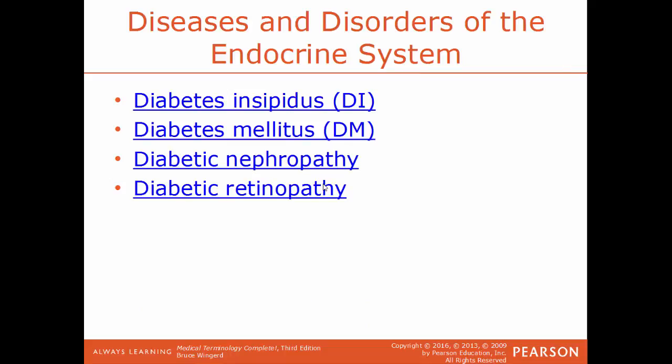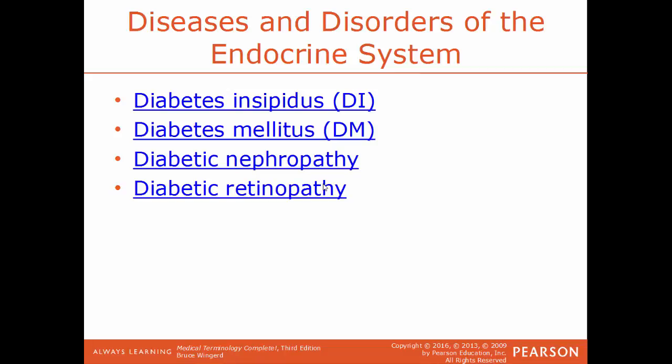Our next two terms, diabetes insipidus, diabetes mellitus, are often confused with each other because they both have the name diabetes, but they're not related at all. First one, diabetes insipidus, or DI. This is caused by a deficiency in the hormone vasopressin, or antidiuretic hormone.